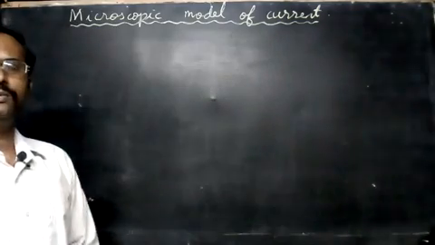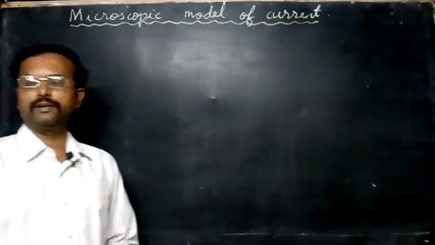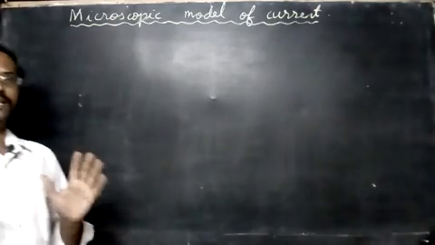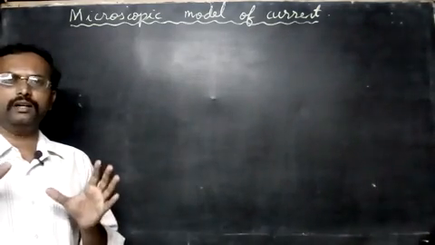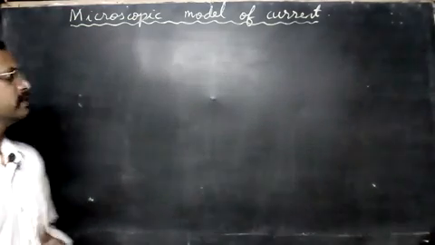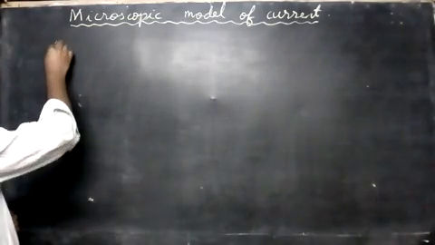Now let us study the microscopic model of current. We study current as the flow of electrons, but exactly how does the current flow in a wire? That we're going to study now. So let's take a wire. I'll draw a wire like a big cylinder.